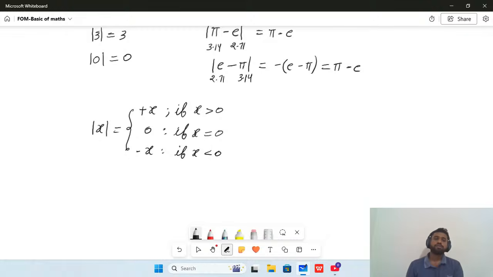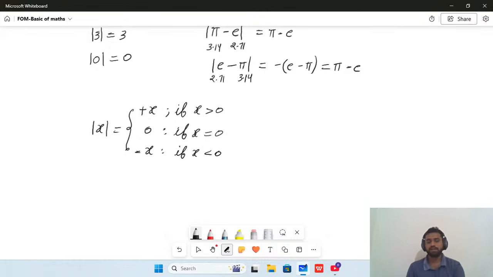Okay, so how to open this modulus function? Modulus of x will be open with the plus x if x is greater than 0, and mod x will be equal to 0 if x equals 0, and mod x is equal to minus x if x is less than 0. This is how we have to open this modulus function.